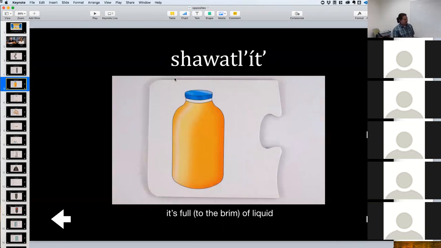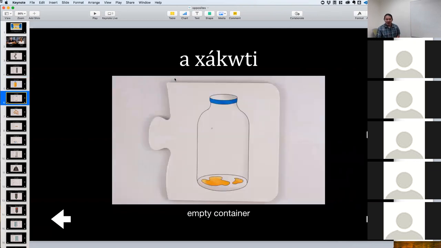Shawatit. So that is, it's full of liquids. So it only works for liquids. There's a different one for solids. And it has to be actually full. And so, like, if they say, is the glass half empty or is the glass half full? It's katut day, right? So in Tlingit, it gets pretty specific. It's either full or not. And then it can either be solids or liquids. But if it's empty, yeah.